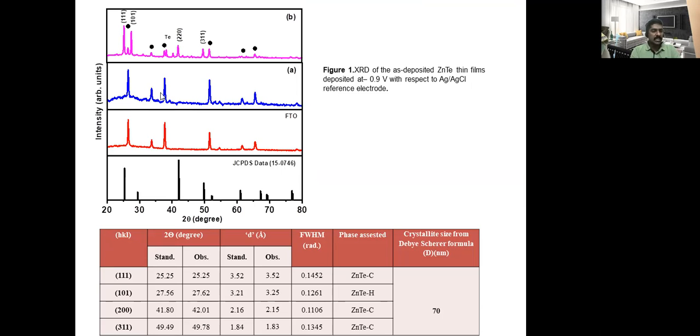The as-prepared ZnTe film exhibits an amorphous nature, but after heat treatment at 400 degrees Celsius, it shows four prominent peaks, which gives the mixed-phase crystal structure of the ZnTe material. From these four prominent peaks, the FWHM, the interplanar distance, and the phase assays are obtained, and the crystallite size calculated according to Debye's formula is nearly 70 nanometers.